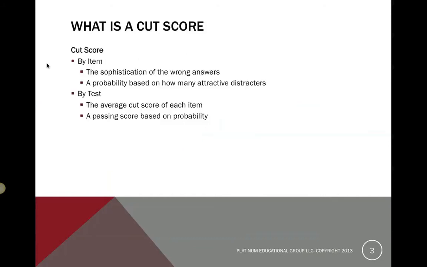So what is a cut score? A cut score by item is how good, sophisticated, are the wrong answers. It's also what one might argue is a probability based on how many good wrong answers there are. If it's over a test, it's just the average of the cut score of each item. And the assigned passing score then is based on that probability. So let's give some examples or get a little bit further into this, and I think all that will make sense.